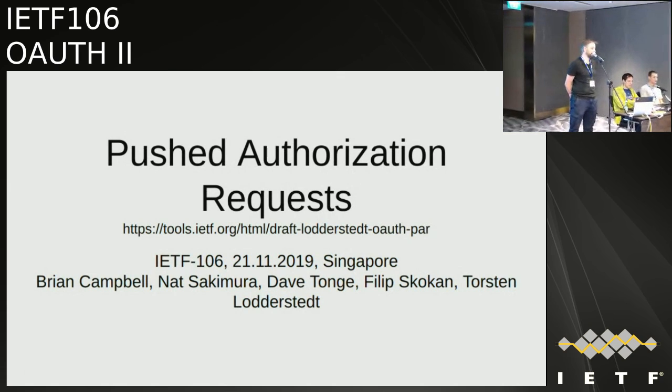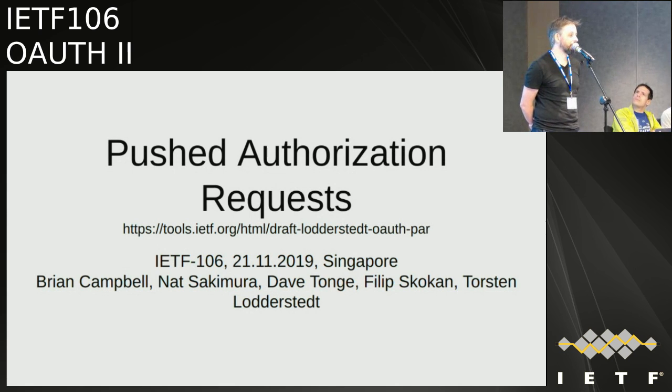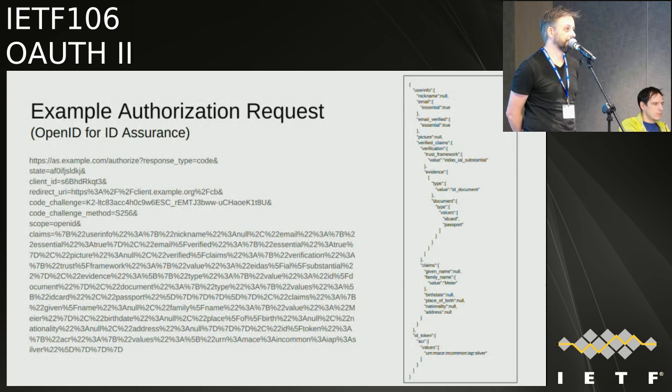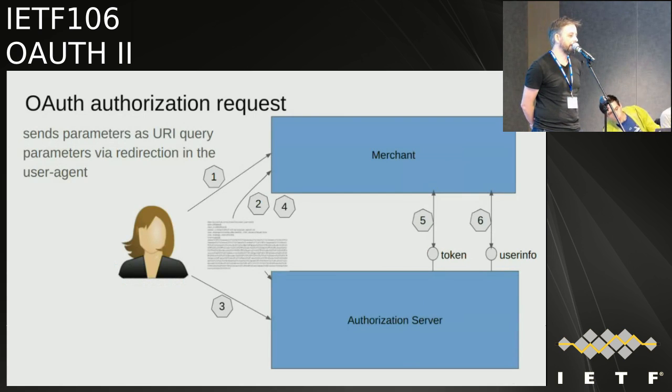So basically, the problem this small addition to a small addition of OAuth wants to solve is this. That's the kind of authorization request we are seeing in the wild when you use some of, for example, the OpenID Connect mechanisms. You're ending up with a really, really bulky authorization request URL that's sent through the user agent.